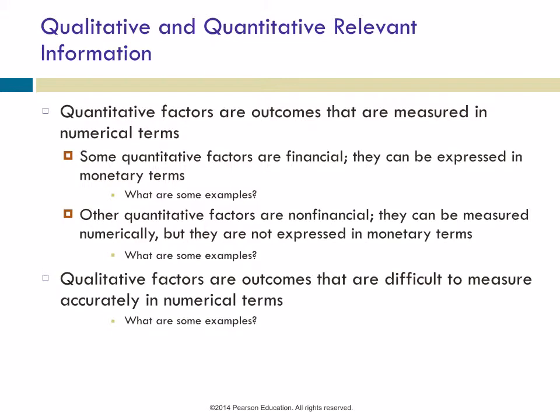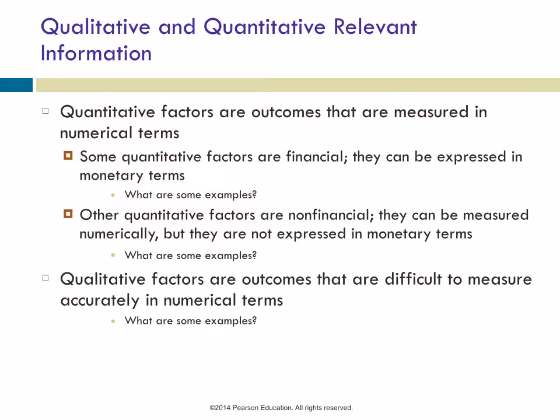But we are talking about something that can be measured numerically. And then qualitative factors would be anything that's going to be difficult to measure accurately in numerical terms. Now that doesn't mean that you couldn't. Let me give you an example of that. So, under alternative A, you could end up producing ultra high quality goods that almost never break. Under alternative B, you're producing sub-quality goods or substandard quality goods that break very easily.